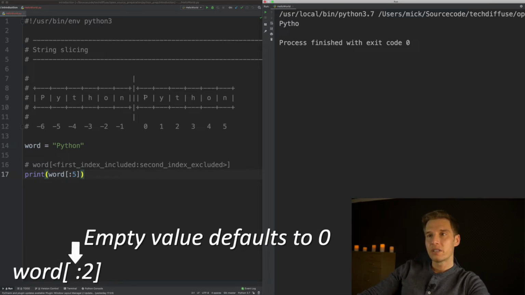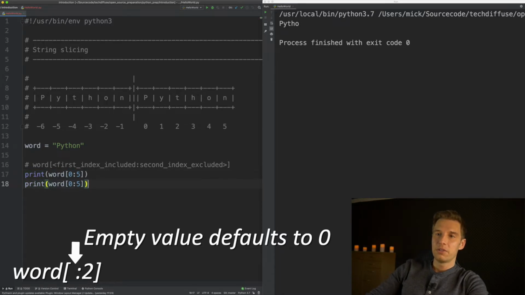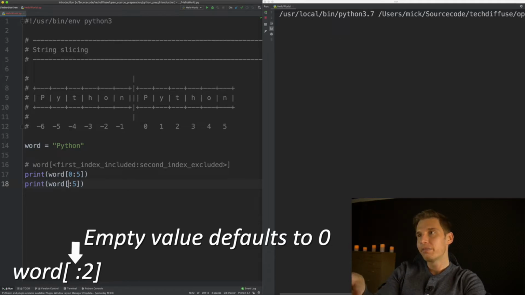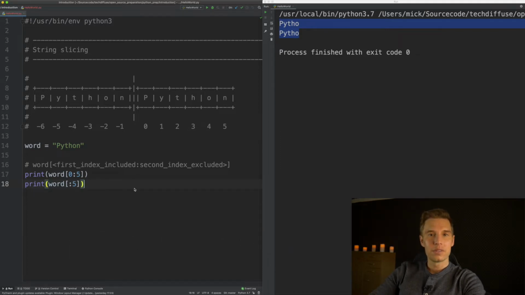So this means we started by 0 and go to exclusive 5. And this is exactly what happens. So if you don't put a number in the first bracket, it defaults to 0. So this is the same as if we write 0. So let me show that again. 0, 5 and no value, 5. And there you go, we have Python and Python. Yeah, this is one of the design decisions from the developers to make it more convenient for you, to have a little bit less to write, if it's clear what you want to write.